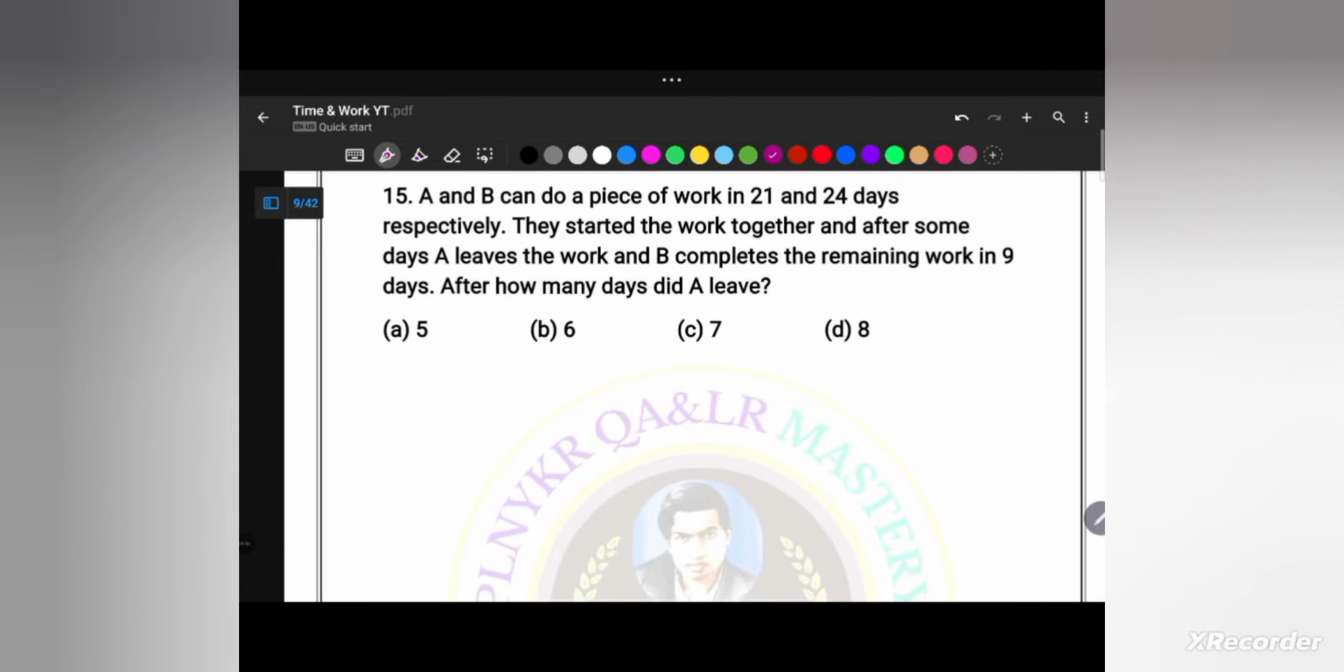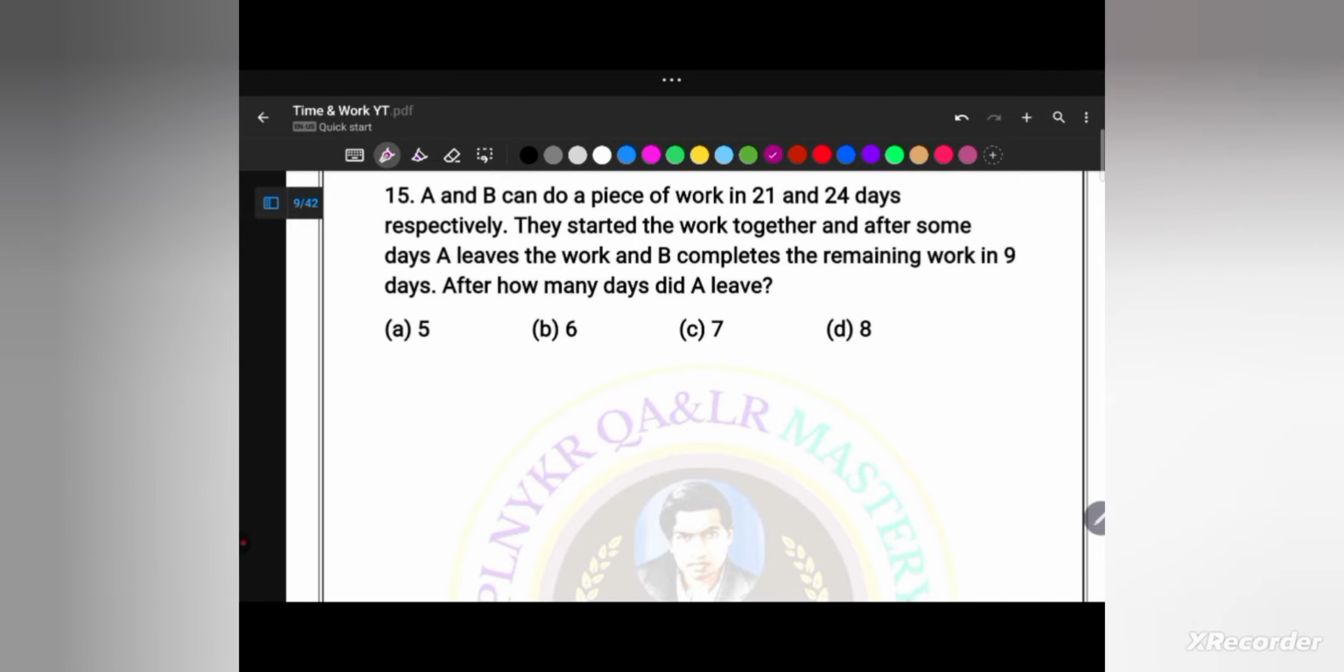This is the first statement. A and B can do the piece of work in 21, 24 days. The time periods were given. A will be taking 21 days, whereas B will be taking 24 days. These are the time periods.